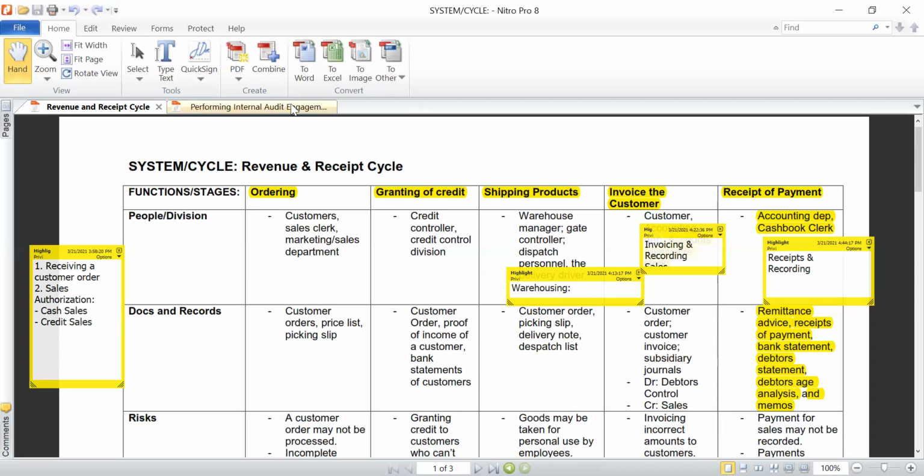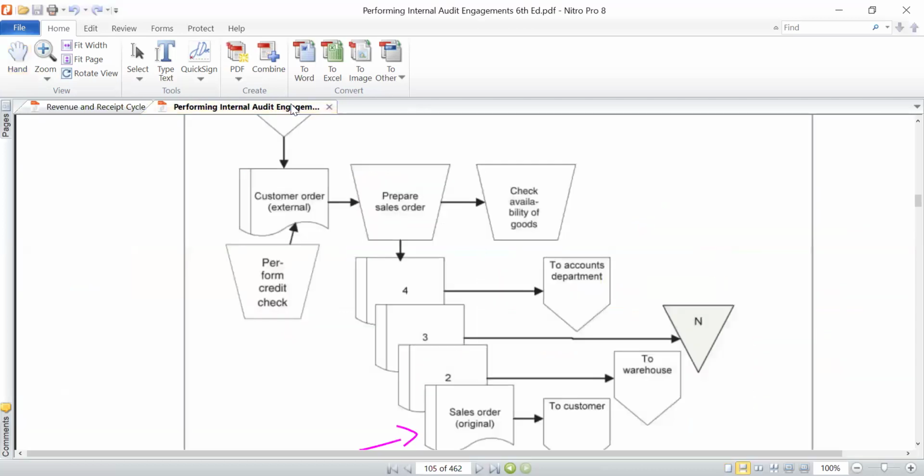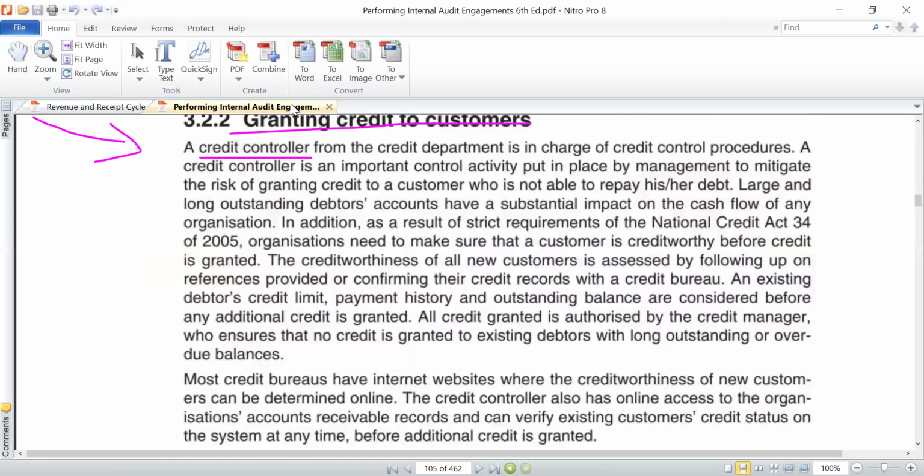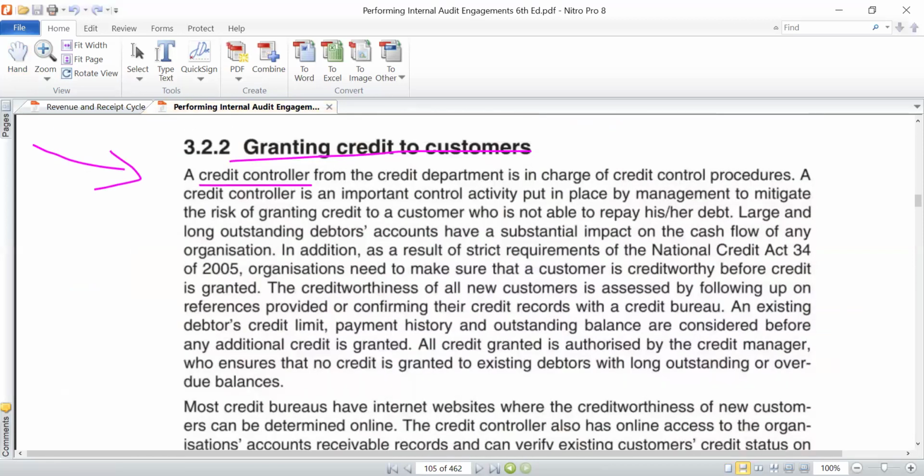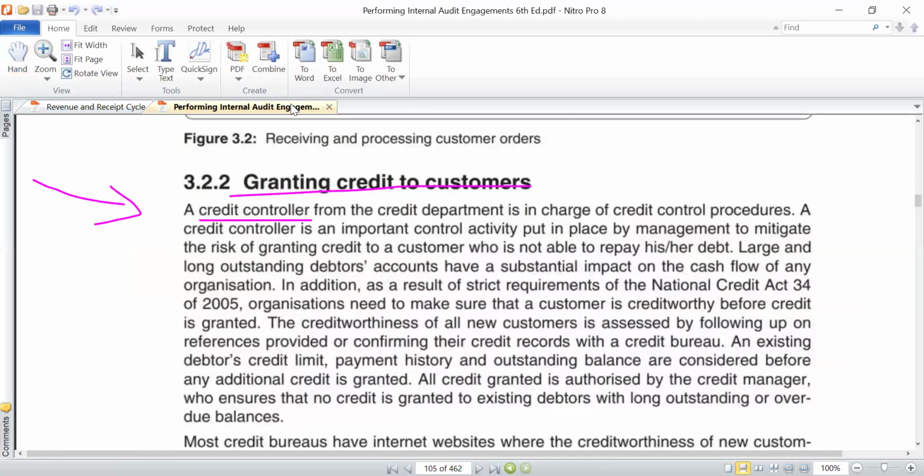So now let's go into your blueprint. I've given you the summary, yes, but let's look at the blueprint so that you can gain insight. Some of these things you're already familiar with. Obviously, according to the blueprint, a credit controller from the credit department will be assigned with the responsibility of credit control of the organization.